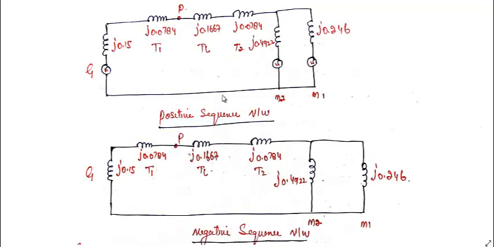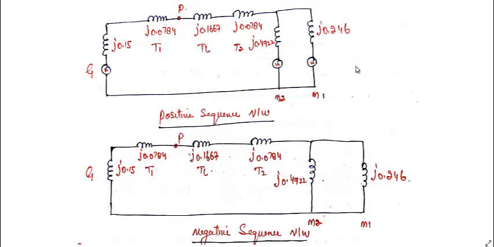Drawing the positive sequence network, it is the same as the reactance diagram we have done earlier. This is the generator, and this is the generator reactance, which we have not calculated; it is given on its own base, and we have taken the same base. This is transformer T1, j0.0784. This is the point P at which the fault occurs. This is the transmission line, j0.1667. This is transformer 2, which has the same value, and this is the motor M2, whose rating is less, 10 MVA. This is the motor M1, whose rating is more.